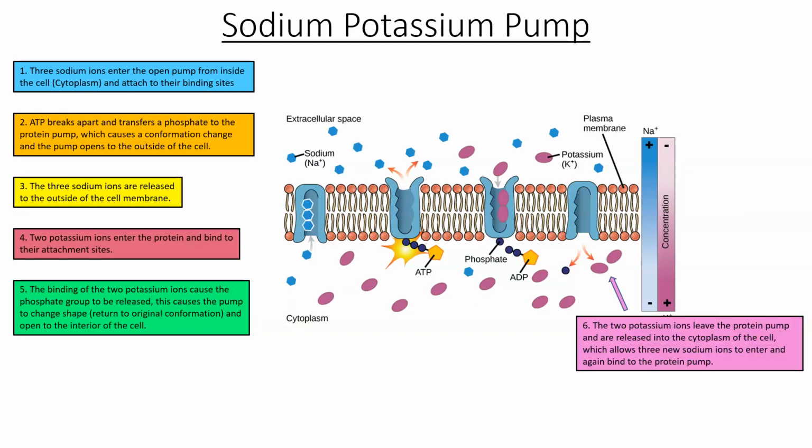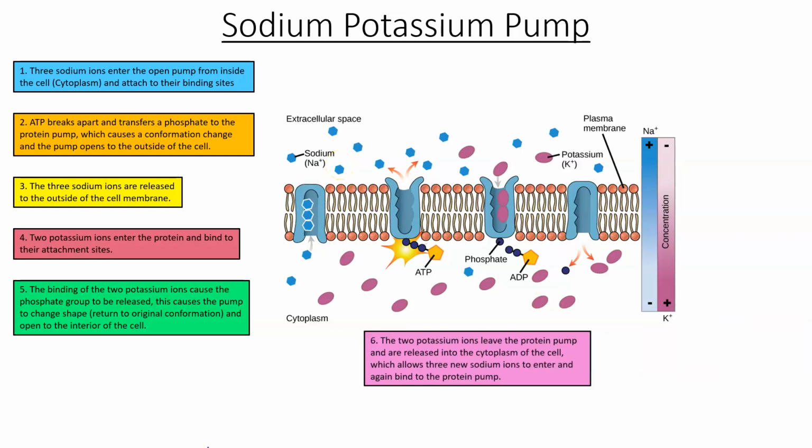Okay, at the very end, 2 potassium ions leave the protein pump and are released to the cytoplasm. Again, they were released back to the high side. We're pumping them against the concentration gradient, and that allows 3 new sodium ions to enter, starting this whole process over. So those are the 6 steps.